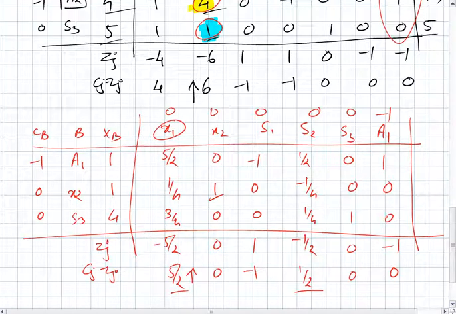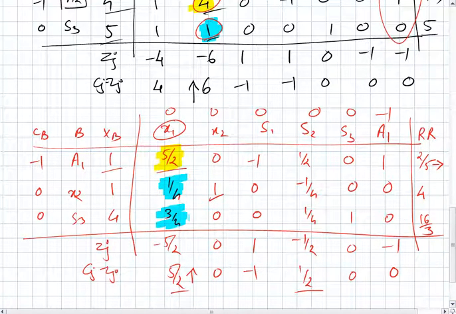So find out which variable will leave the basis by replacement ratio. So here it is 1 by 5 by 2, so it is 2 by 5. Here it is 1 by 4, it is 4, and here it is 4 by 3 by 4, so it is 16 by 3. So minimum value is 2 by 5, so the corresponding variable will leave the basis. So we have to make this entry 1 and this entry 0 by row process.